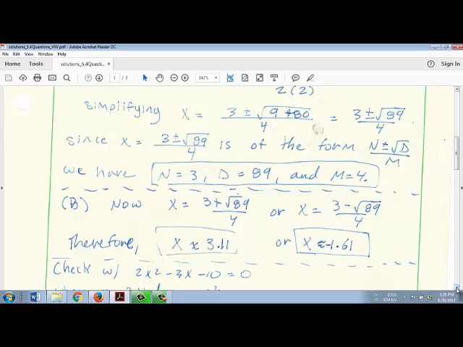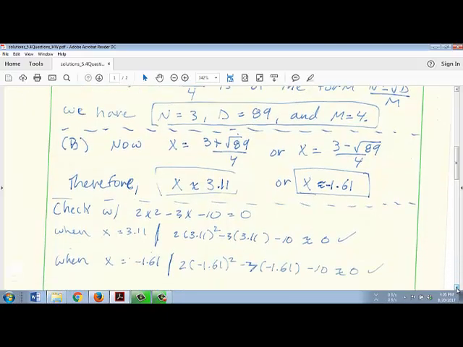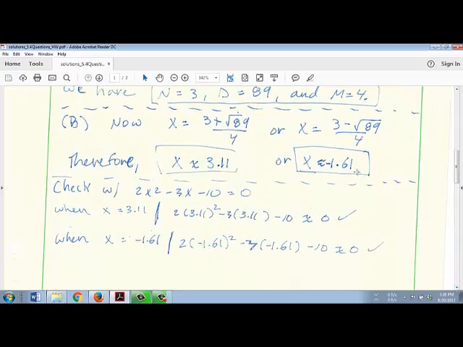And if we're feeling motivated, we can check our solutions just to be sure that we did the math accurately, because with these kinds of problems it's really easy to make a sign error, a computational error, and end up with a different answer. So here we go. We check these solutions by plugging them back into the equation. So here we're checking 3.11, plugging in for x and simplifying and showing that it does indeed equal 0. Plugging in negative 1.61 for x into this equation, we can simplify and show that it does equal 0. Hence, both solutions check out.